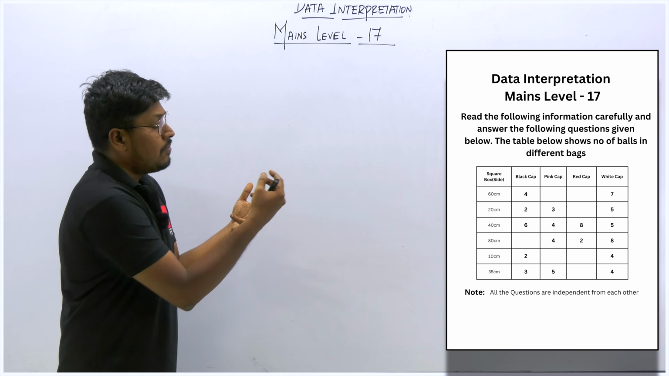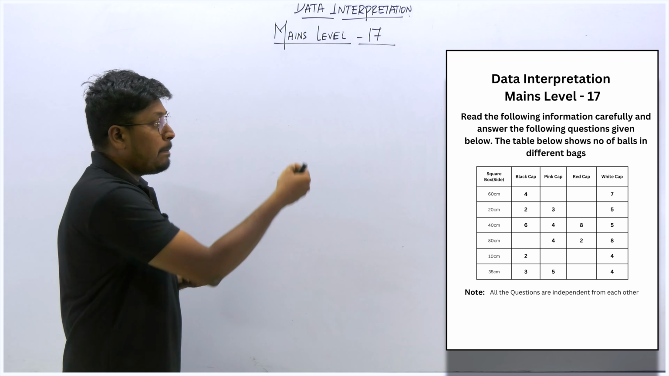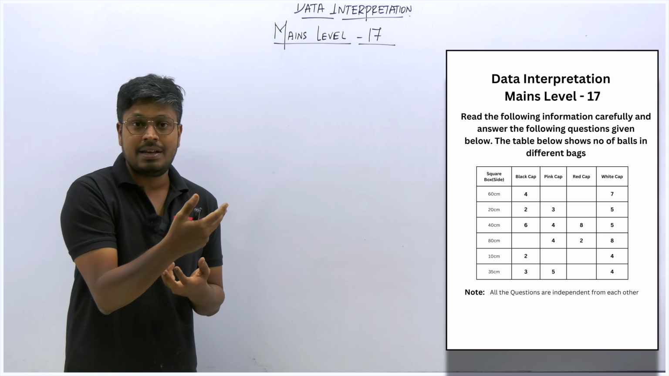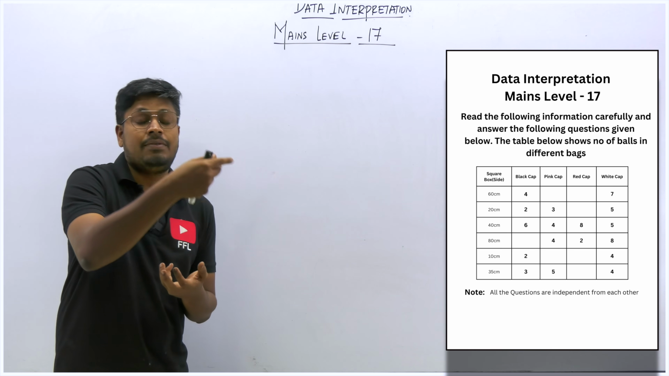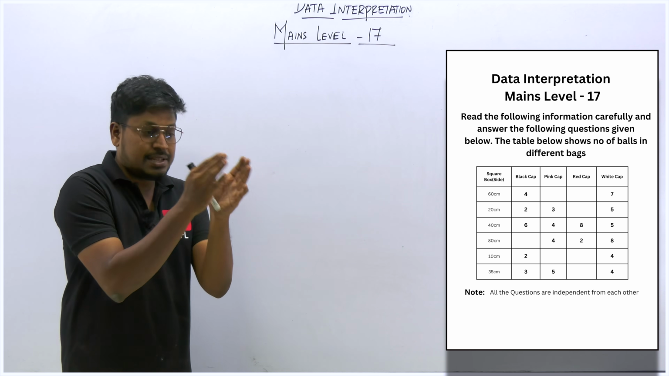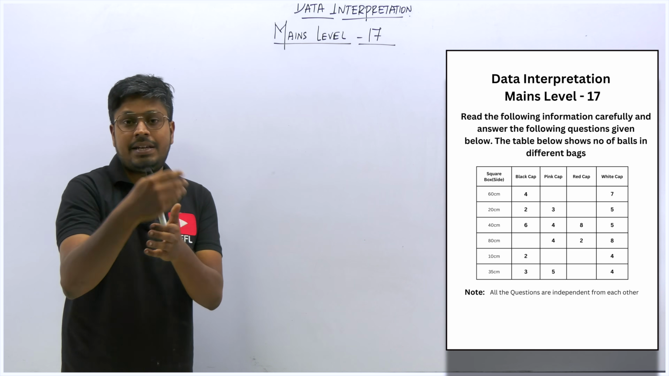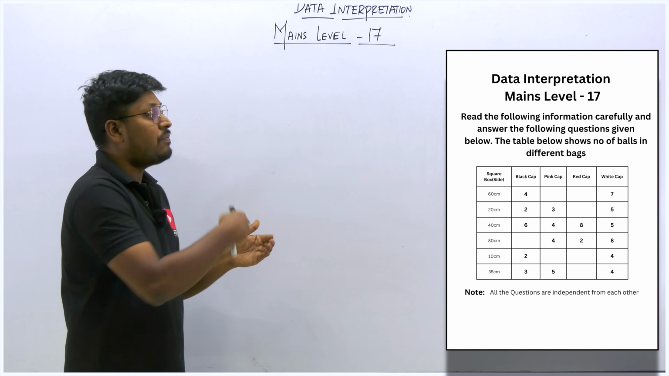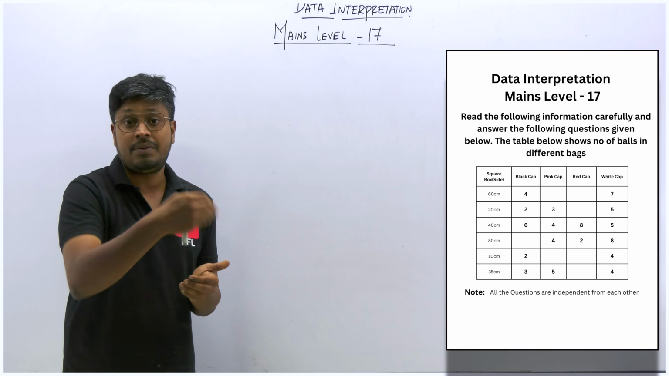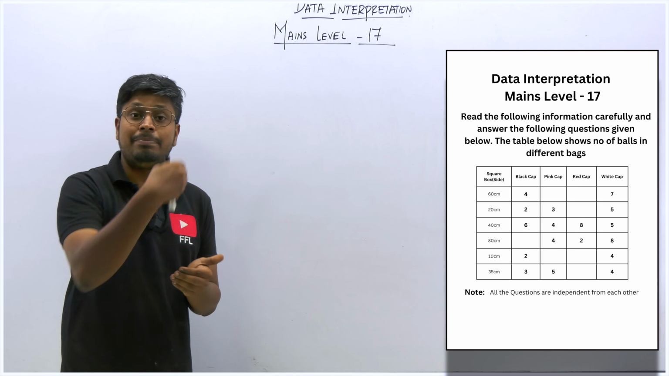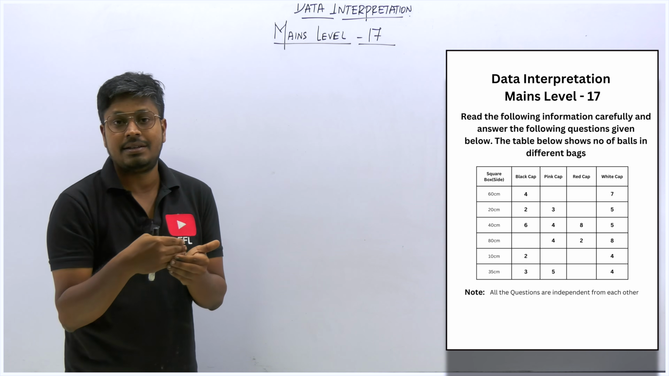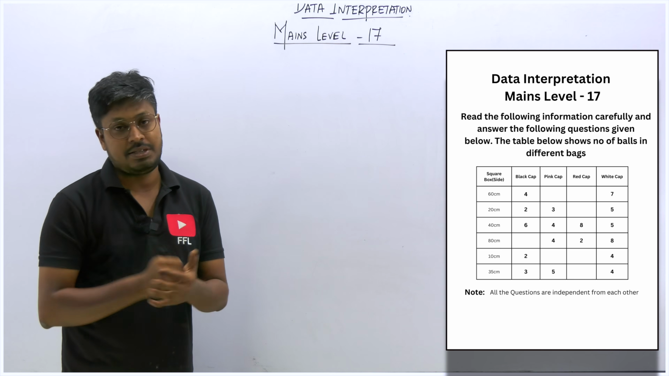For example, for the first question, if you find the pink color cap in the first box, that value should not be considered for the second question because each question is independent. So every time you need to solve a question, you have to look at the chart and solve the question, not from the previous question's answer or a previous question's value. You should not consider it in the next question. That is the concept of it.